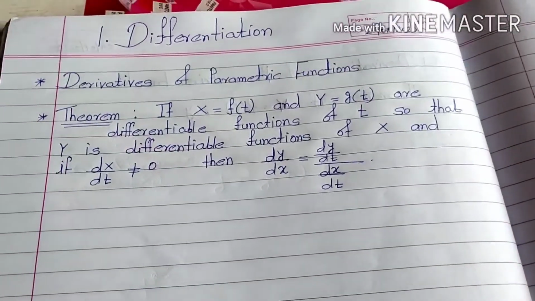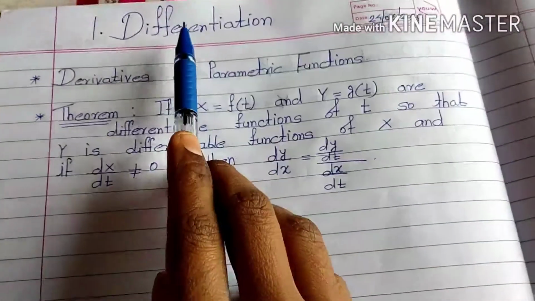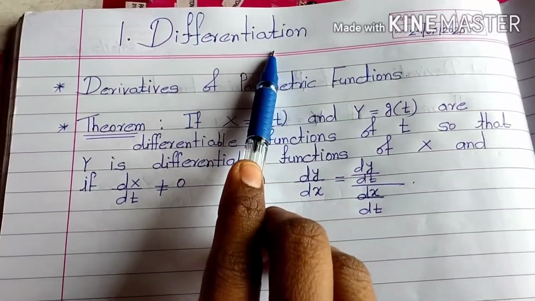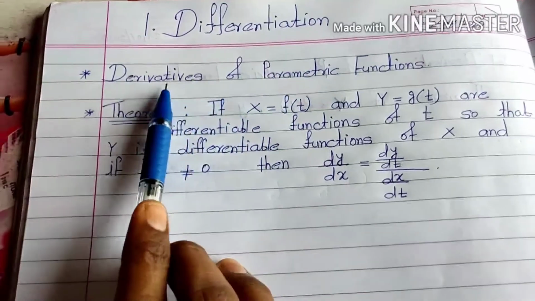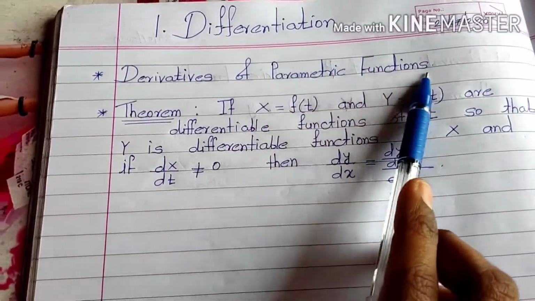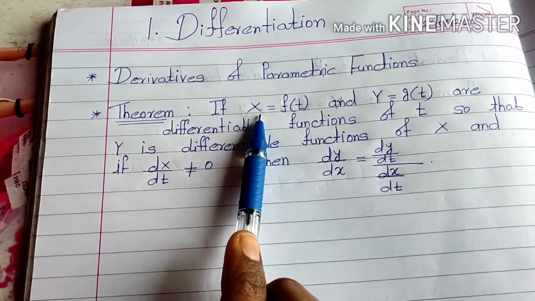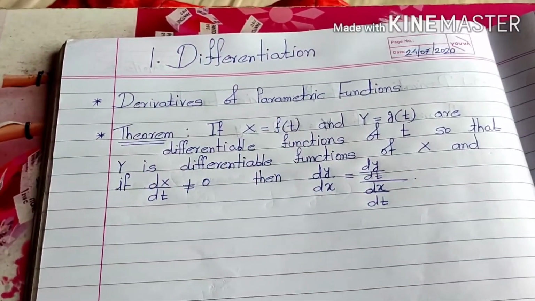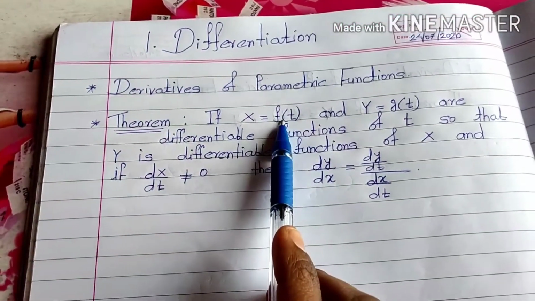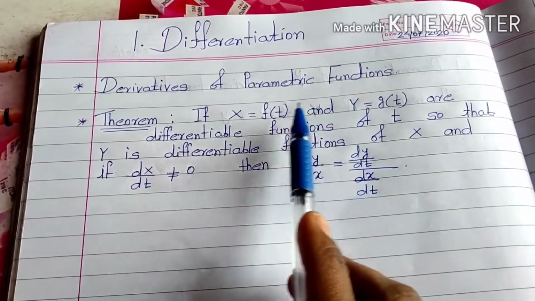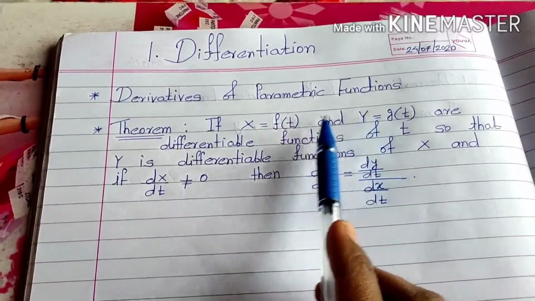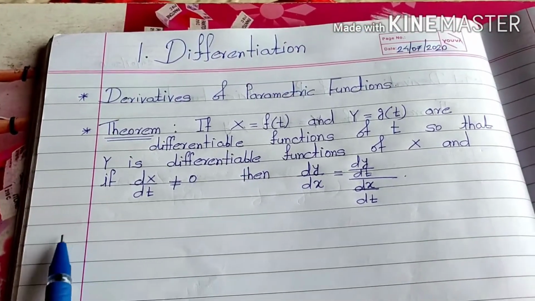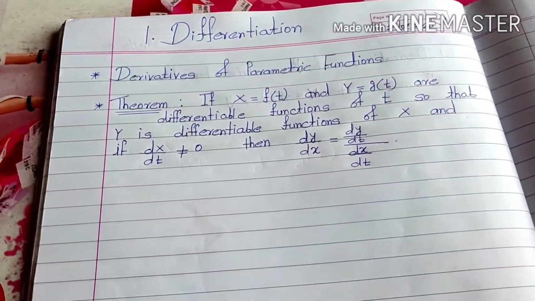Hello students, today we discuss a topic, first differentiation of mathematics paper 2, and here our topic is derivative of parametric functions. If two variables x and y are defined separately as functions by an intermediate variable t, then that intermediate variable is known as a parameter. Let us discuss the derivative of parametric functions.